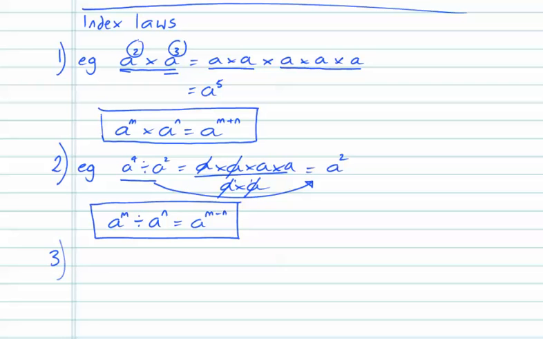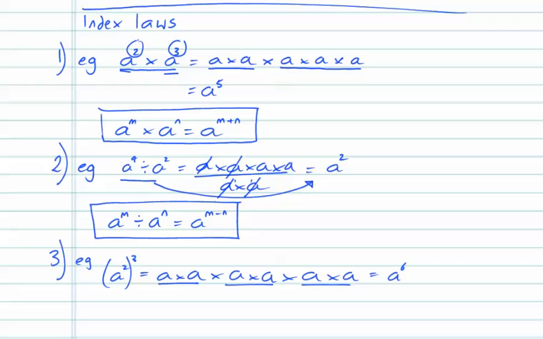Third index law is a little different. My example here is I've got a squared, and all of that's to the power of 3. If I expand that out, that's a times a, 1 lot of a squared, times a times a, times a times a. That's a squared cubed. And you can see that what we get is a to the power of 6.